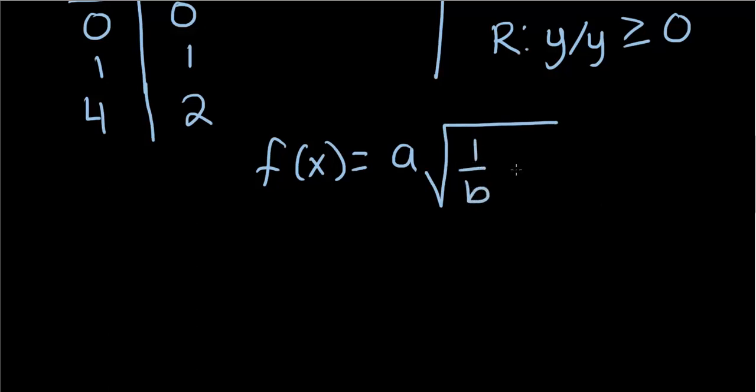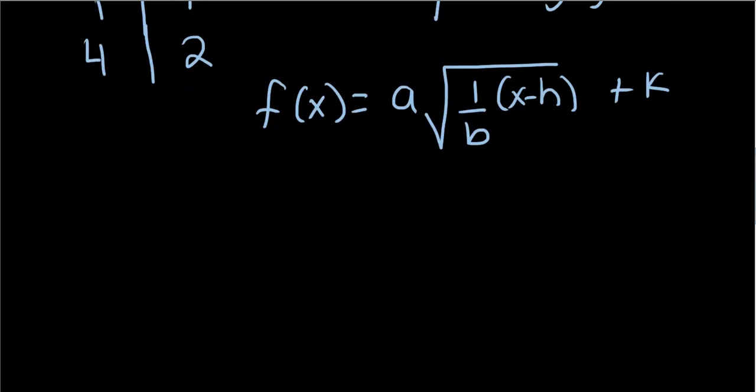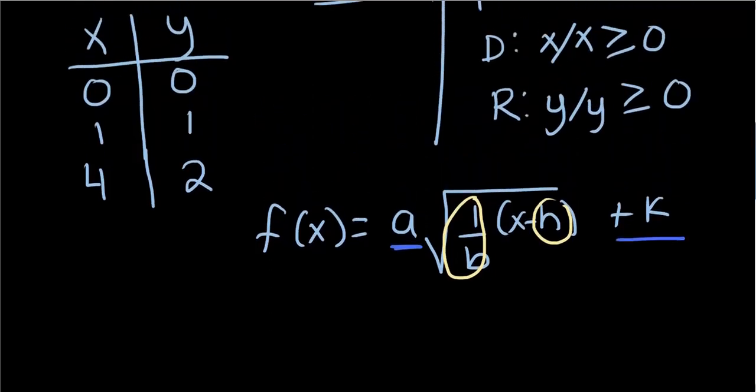I have a times square root of 1 over b times x minus h, plus k. So this is what you need to remember. You need to remember that the value of a is going to affect y. These two are going to affect y. And these values are the ones that are going to affect x. And we're going to start with this table, and it is something similar to what we did with quadratic functions. So I'm hoping that you remember that.